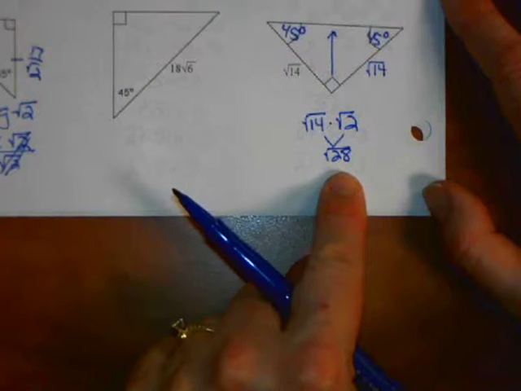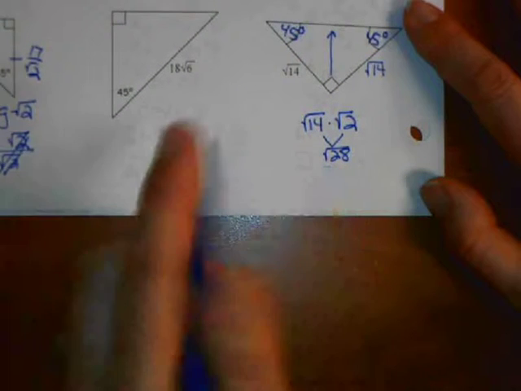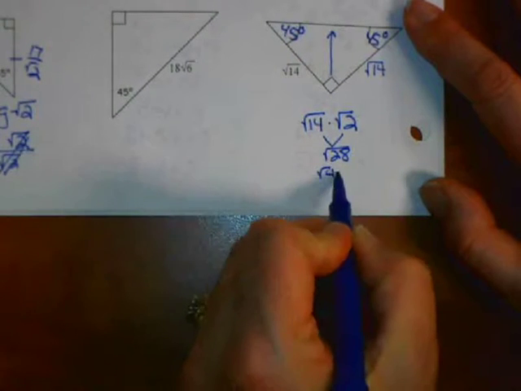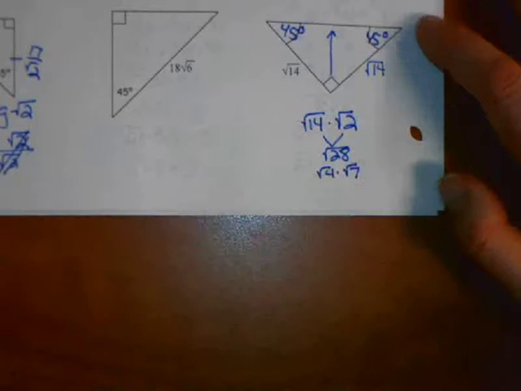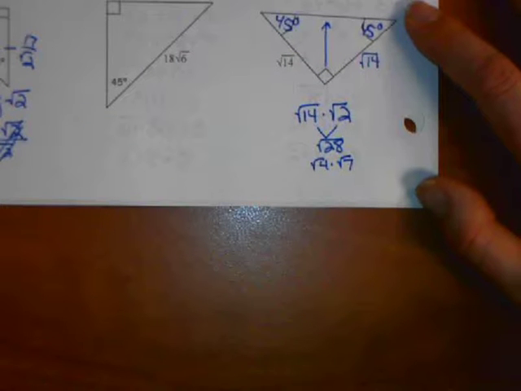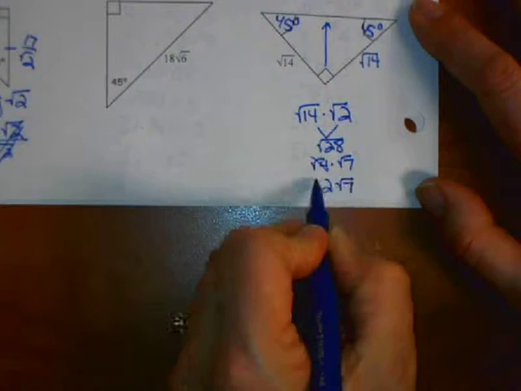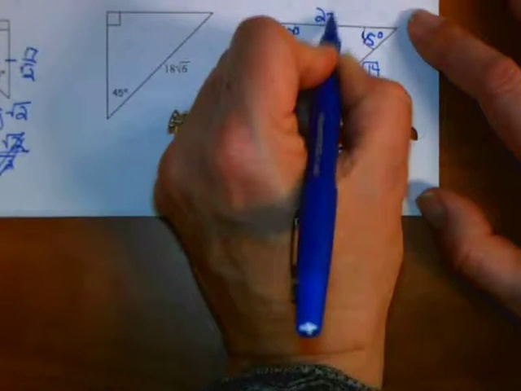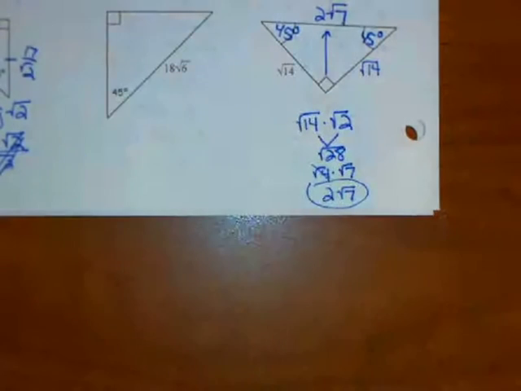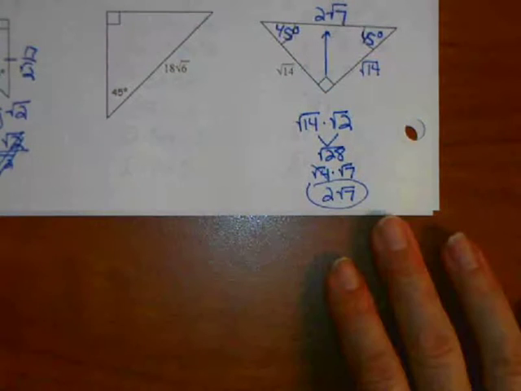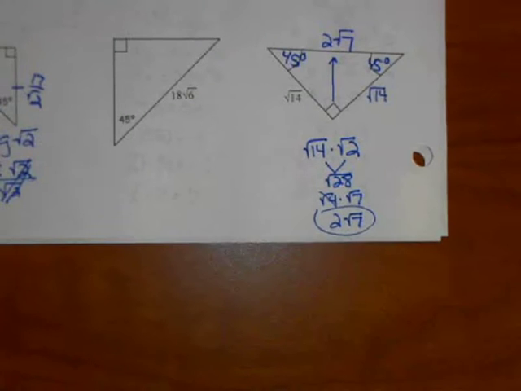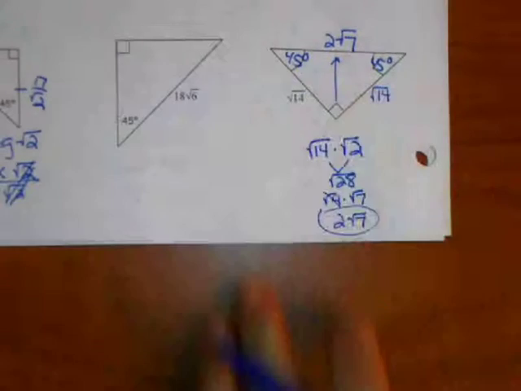Does 28 have a factor that's a perfect square? 4. So I got to write it as the square root of 4 times the square root of 7. And that helps me take the square root of 4, which is 2. And that is my hypotenuse there, 2 times the square root of 7. Okay, let's turn it over. We're almost done. Doesn't take too long now.